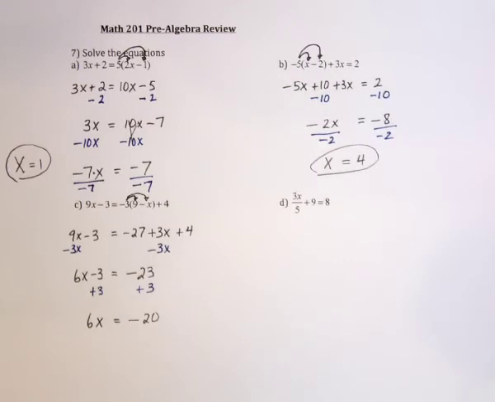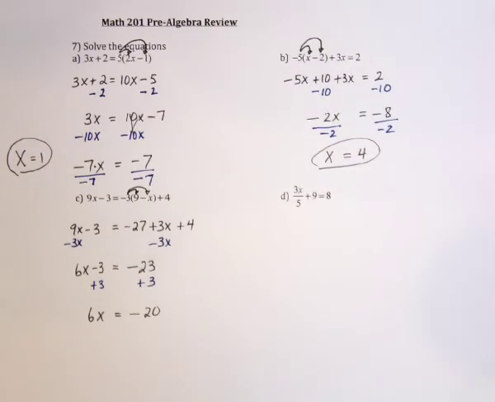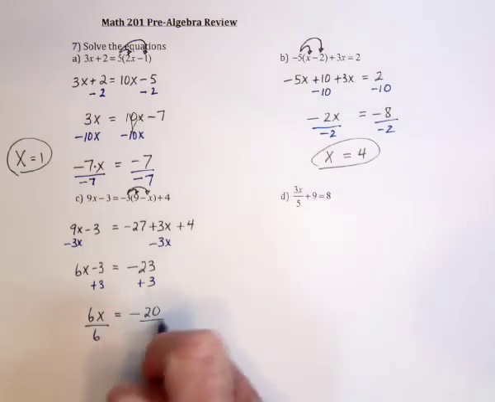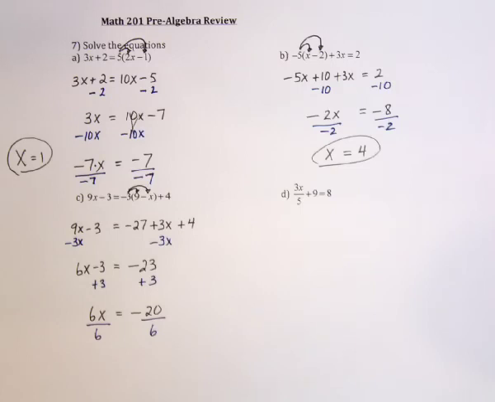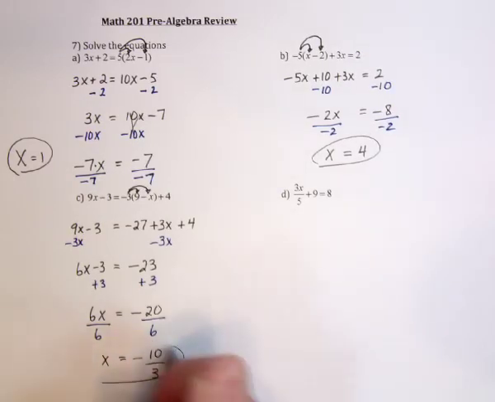And then to get rid of the 6. So right now it's multiplying. Do the opposite, divide. So we've got x is equal to negative 20 over 6. Well, that one could be reduced. They are both even numbers, so I can divide by 2. If you divide a 20 by 2, that leaves a 10 and negative. If you divide this by a 2, that leaves a 3. So negative 10 thirds is the final answer for x.